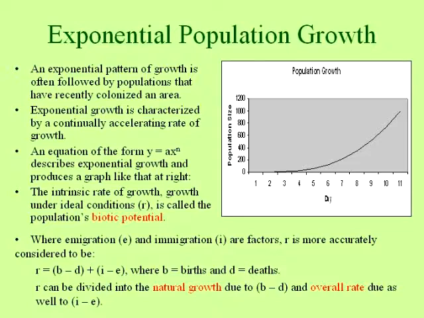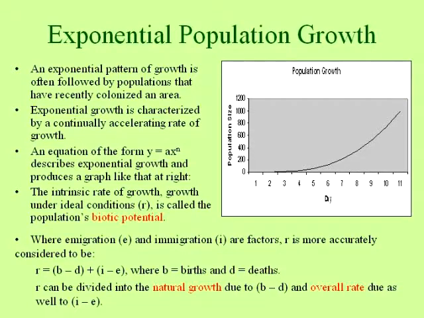Now with respect to population growth, there's another term that we need to define. The term that's called the intrinsic rate of growth. Often symbolically we indicate that by the letter R. Now, under ideal conditions, where there are no brakes on the rate of population increase, R is referred to as the population's biotic potential, the maximum rate at which the population can grow.